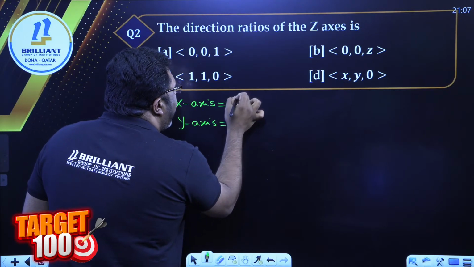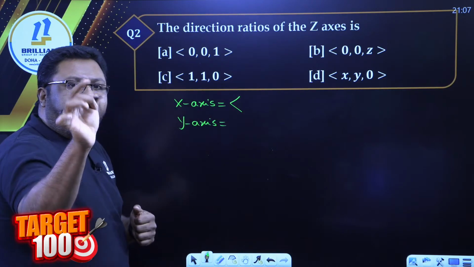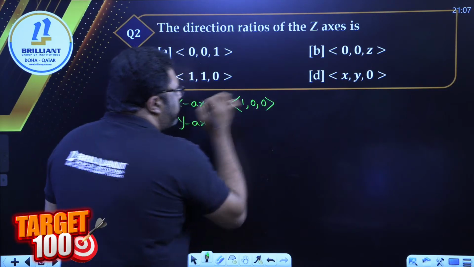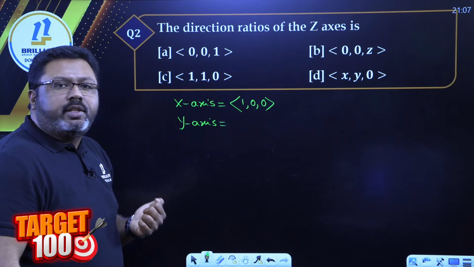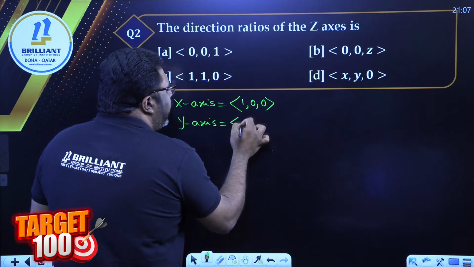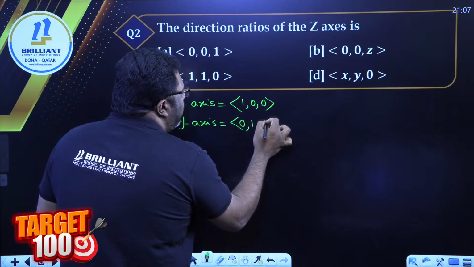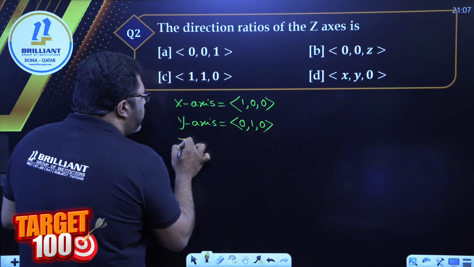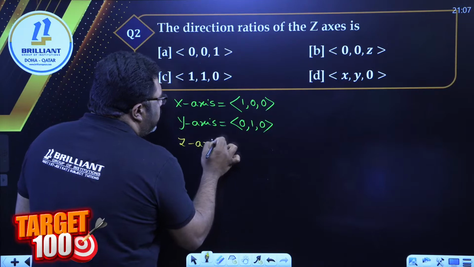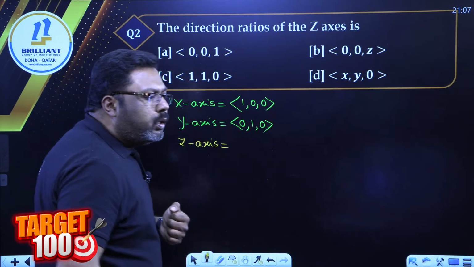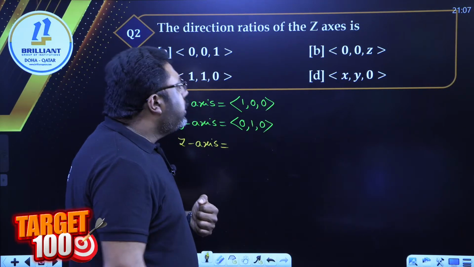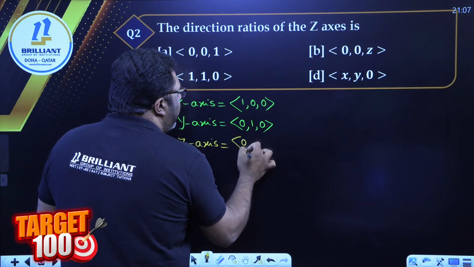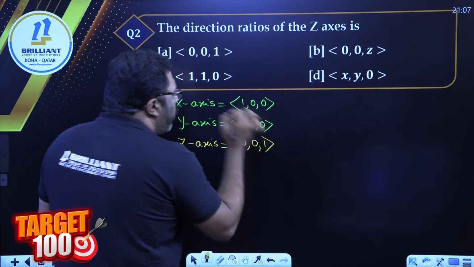When you talk about the direction ratios of x-axis, please learn by heart, it's 1, 0, 0. This is the direction ratios of x-axis. Definitely then y-axis is going to be 0, 1, 0. And my question is about the direction ratios of z-axis. Yes, answers already come. Nitin and Sana, answers already right. It's going to be 0, 0, 1.